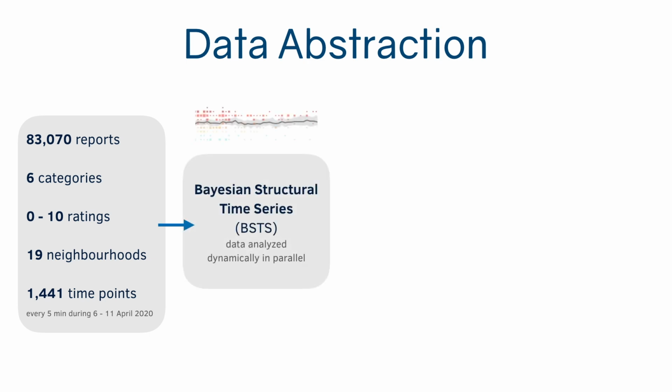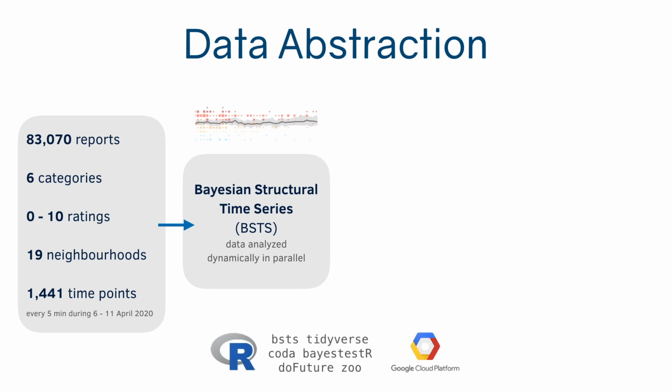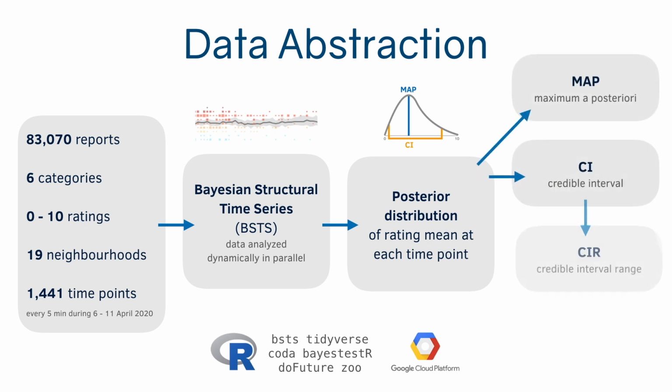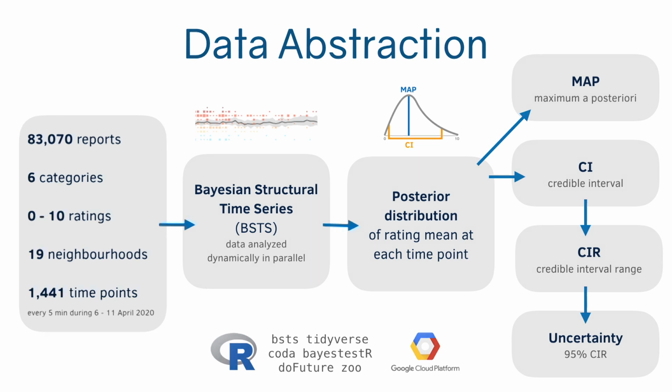We model the reports over time with Bayesian structural time series by using our VSTS package, running it on the Google Cloud platform. From the time series model, we got a posterior distribution of rating means. Then we calculated the maximum a posteriori, or MAP, and in this case, MAP is the most likely mean estimate. We also have credible intervals and their ranges. We are using them as the uncertainty measurement on the dashboard.